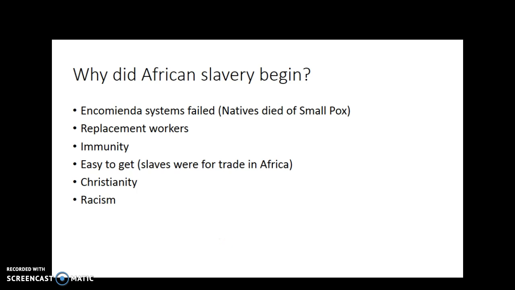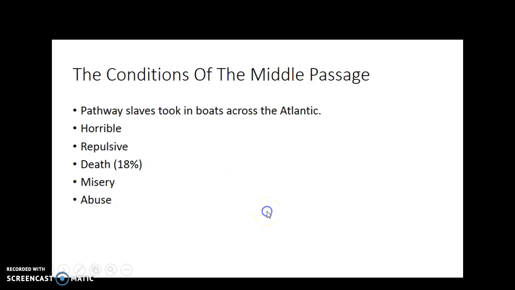Why did African slavery begin in the New World? Well, the encomienda system originally enslaved the Native Americans, but they all died from smallpox. So the African slaves had exposure to European diseases, so they had immunity. That was the number one reason. They were brought to replace the Native Americans that had died. They're easy to obtain, as there was slave trade in Africa that had been going on for centuries. The Europeans did not want to enslave other Christian people, so they looked to enslave African people, but they also didn't want to enslave people that looked like them, so there was also an element of racism involved as well.